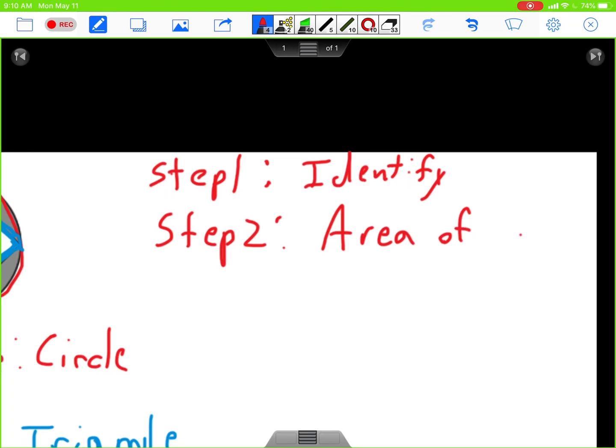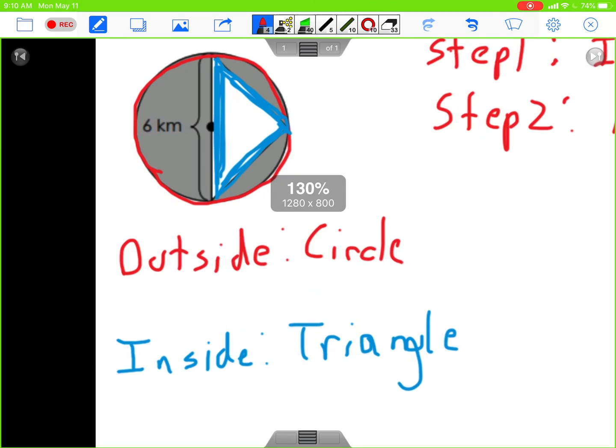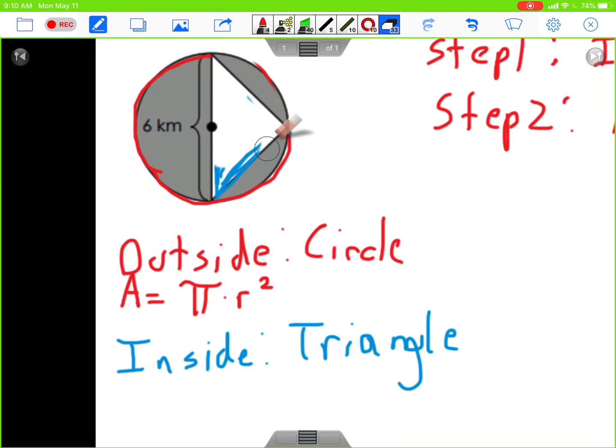Area of outside. Okay, so area of a circle. We did this several times, all different types of lessons with area of a circle, so the formula should start sinking in. Area of a circle is pi times radius squared. So I'm going to erase this blue for a second so we could just look at the circle. I'll erase the outside as well.